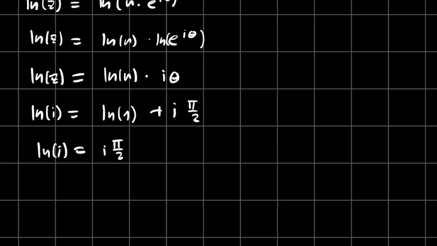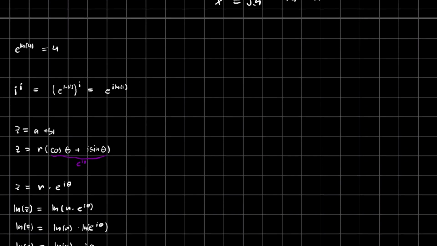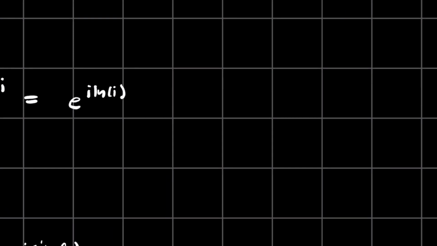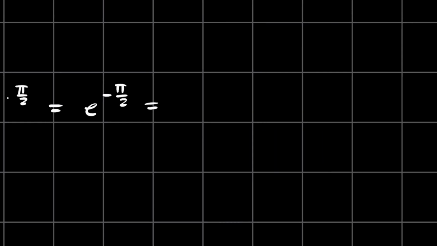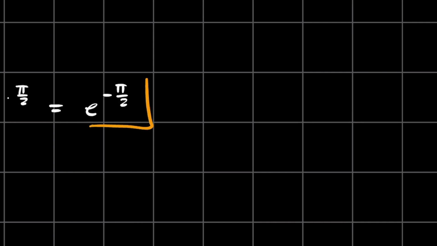So now that we have that, we can simply write that into our original function, which is going to be e to the i pi halves, of i. This translates to i squared times pi halves. This basically translates to e to the minus pi halves. So that's how you solve this exercise.